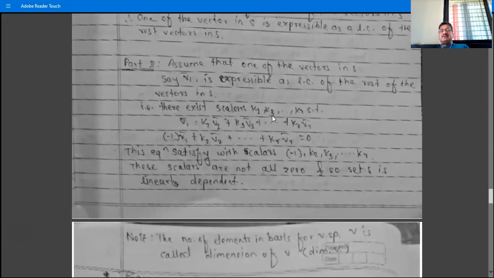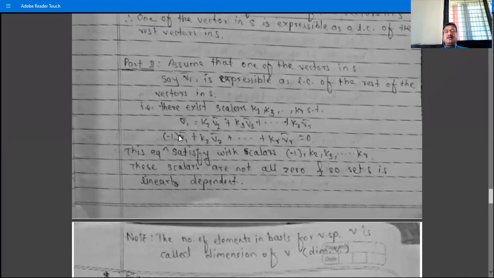That is, there exist scalars k2, k3, up to kr such that v1 is equal to k2 v2 plus k3 v3 plus up to kr vr. You can write the bar at the top of v1, v2, v3, up to vr, or without the bar. So we assume that one of the vectors in S, suppose v1, is expressible as a linear combination of the rest of the vectors v2, v3, up to vr.